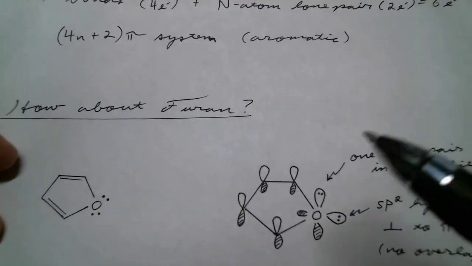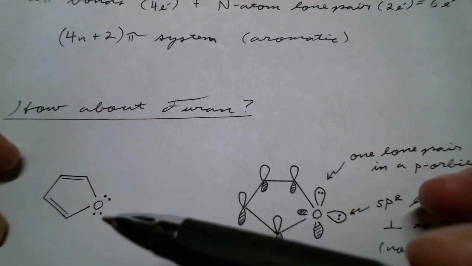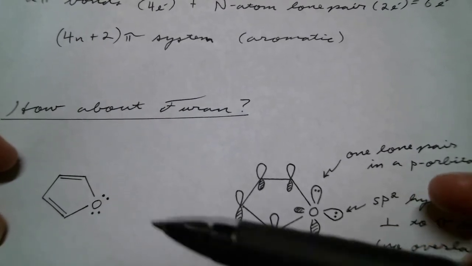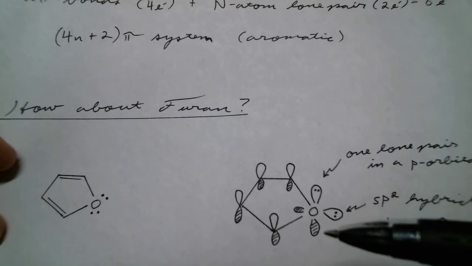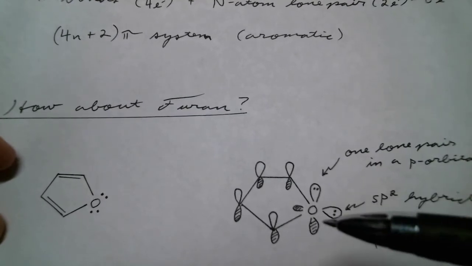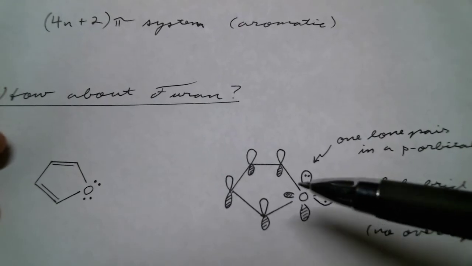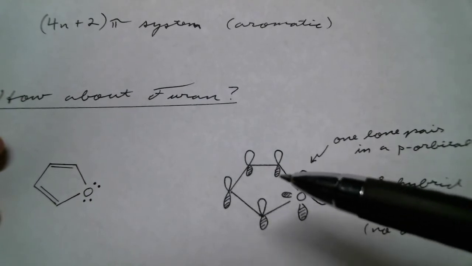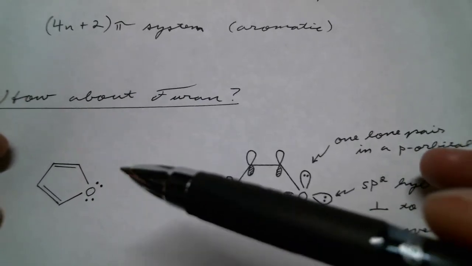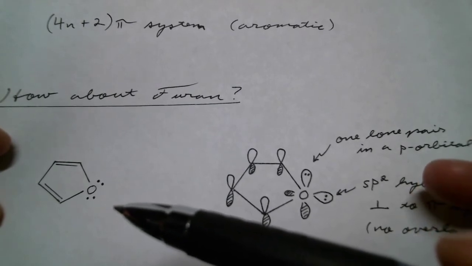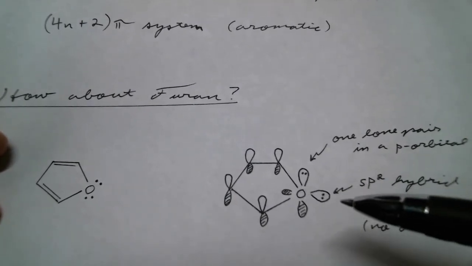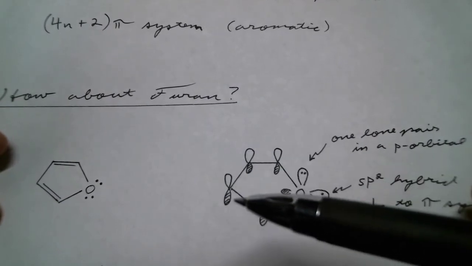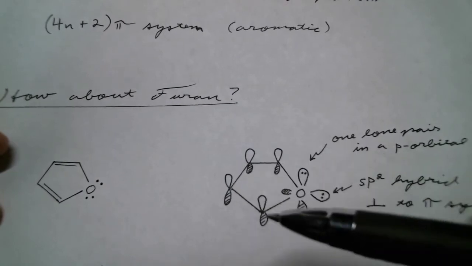How about furan? Well, we've got the same 5-membered ring. Now we've got an oxygen. Oh, 2 lone pairs of electrons. Well, one of these lone pairs of electrons is in a p-like orbital. The other lone pair of electrons is in an sp2-like hybrid. And only the pair of electrons that's in the p-like orbital can really overlap effectively with the other p orbitals of the pi system in our cyclic planar fully conjugated molecule, right? This pair of electrons is basically in the same plane as the other atoms of the ring, right?